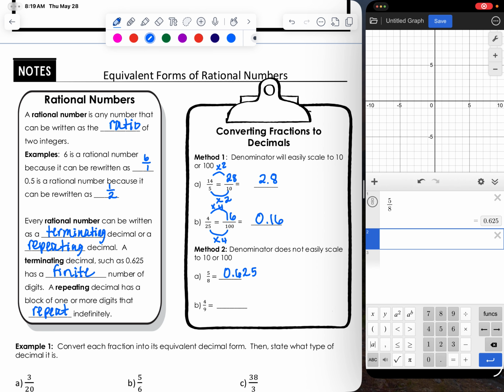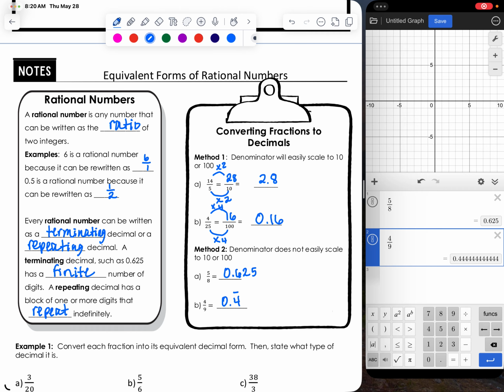Okay, let's look at 4/9. If I want to convert 4/9 to a decimal, I'd take my numerator, 4, and divide it by my denominator, 9. That gives 0.4444 repeating. So to indicate that it repeats or goes on forever, I'm going to put a little bar over the 4.